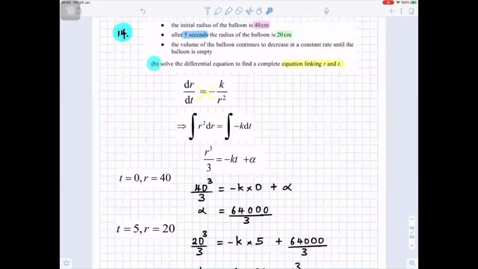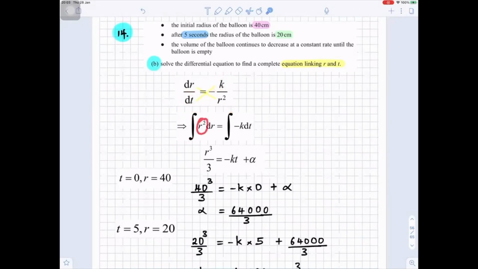Question 14 B: solve the differential equation to find a complete equation linking r and t. So we want to solve this differential equation, dr over dt equals minus k over r squared. We do it by separation of variables. So we can cross multiply: r squared times dr equals dt times minus k. And we put the integral sign.